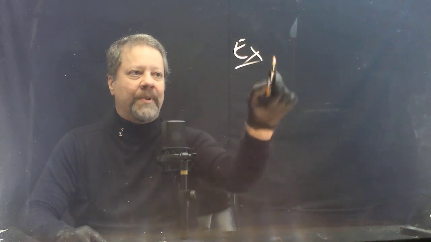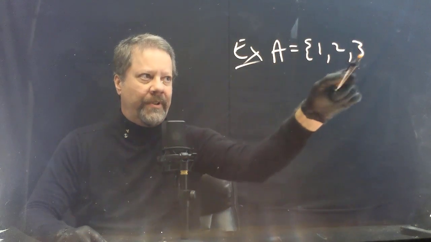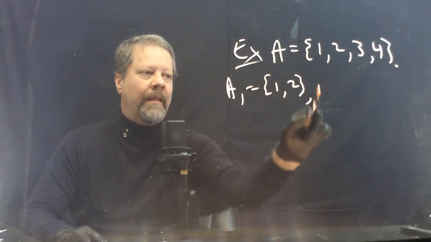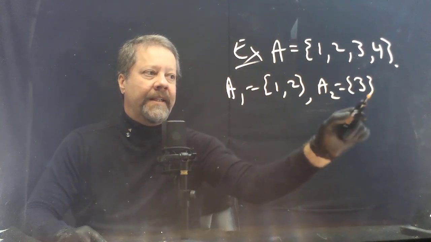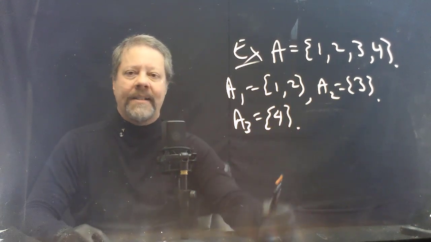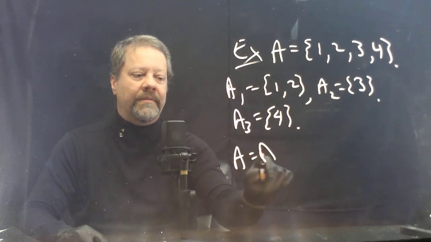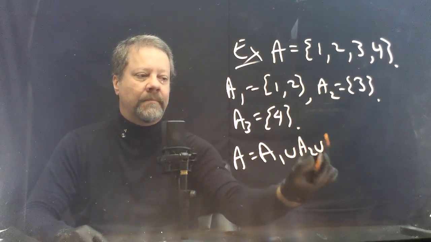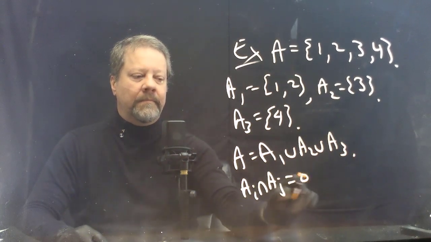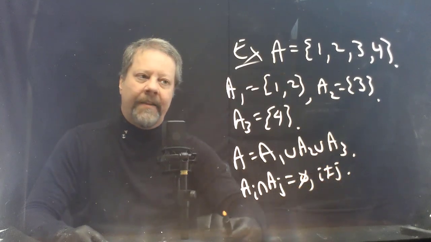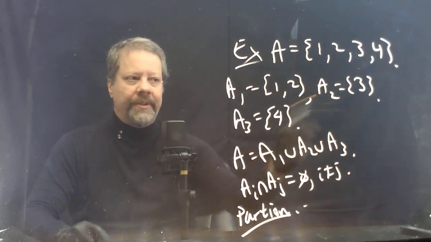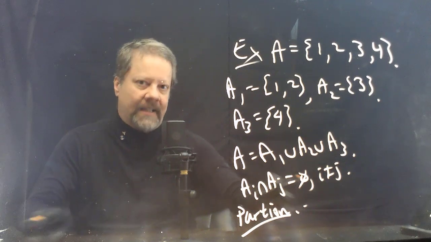As a quick example, suppose A is the set 1, 2, 3, 4. Let's let A1 be the set 1, 2, A2 be the set 3, and A3 be the set 4. Then these are pairwise disjoint, and A is the union. And therefore, this is a partition. All we're trying to do is divide the set into disjoint pieces that add up to the whole.